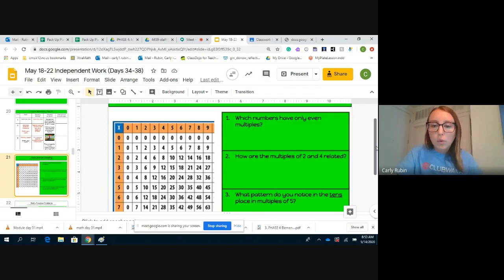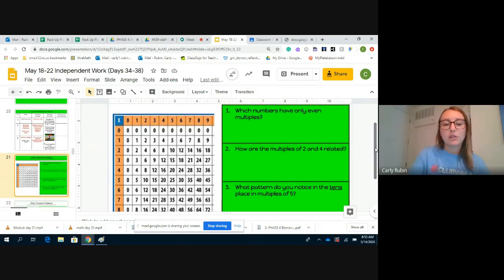Number 1, which numbers have only even multiples? So remember, multiples are numbers that you land on when you skip count by a number. So if I wanted to find the multiples of 2, I would need to skip count by 2. 2, 4, 6, 8. Those would be the multiples. So we want to know which one of these numbers, 0 through 9, have only even multiples.